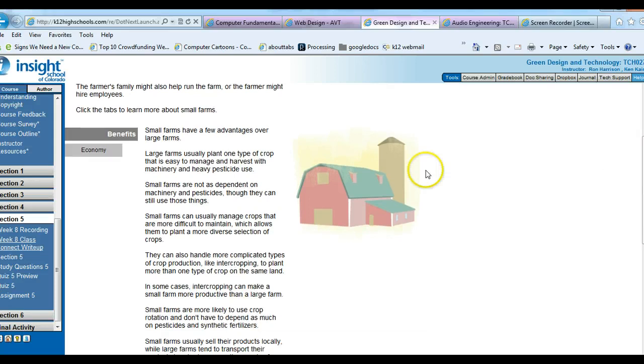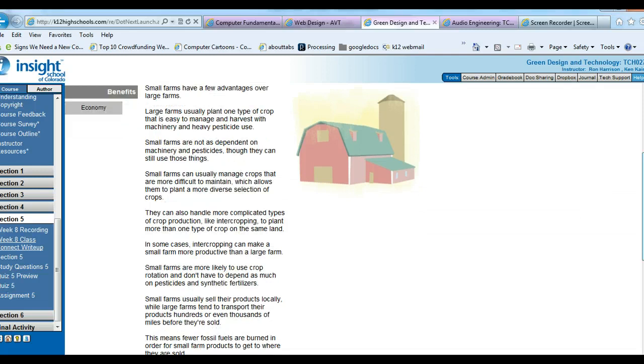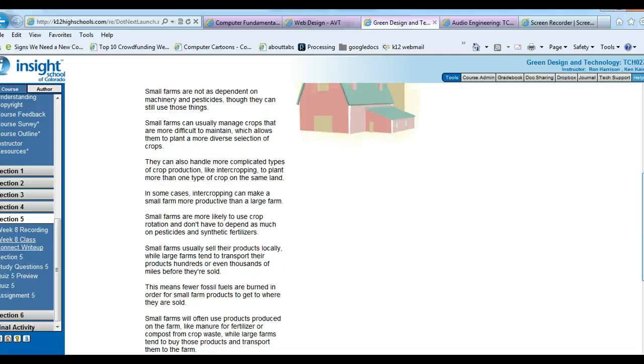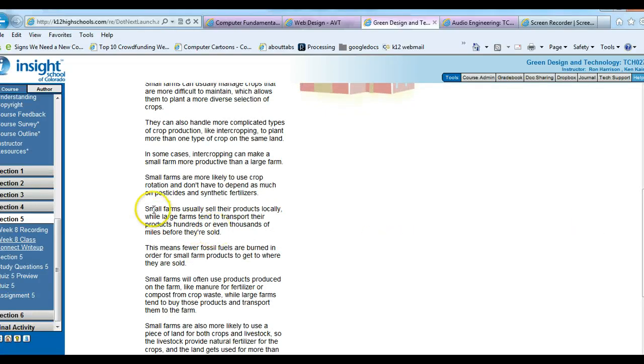You probably know some of this information. Now, if you think about small farms, there are advantages over large ones. Large ones usually only grow one crop. Small farms usually grow lots of stuff. Small farms don't have so much machinery and pesticides usually. Small farmers can manage their crops better than large farms can. So lots of different things about small farms that are really positive. Less waste, less fossil fuel use, less fertilizer. So small farms are much better for our environment than large farms. Also, they usually sell their stuff close by, whereas large farms ship their stuff hundreds or thousands of miles away.